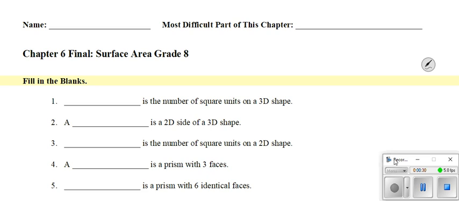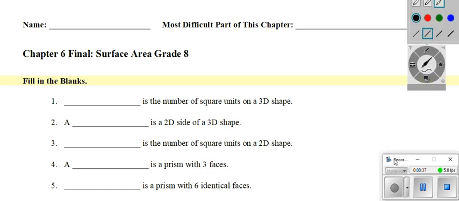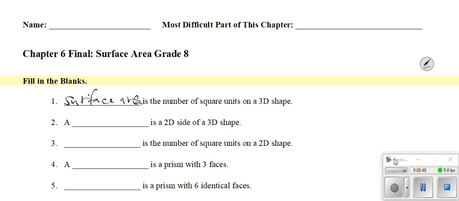The first question says, blank is the number of square units on a 3D shape. The answer for that, I'm going to make my marker just a little bit thicker. I don't quite like the thin one. Is surface area. So on the outside of a rectangular prism, cube, cylinder, or triangular prism, the amount of square units on the outside of that is called your surface area.